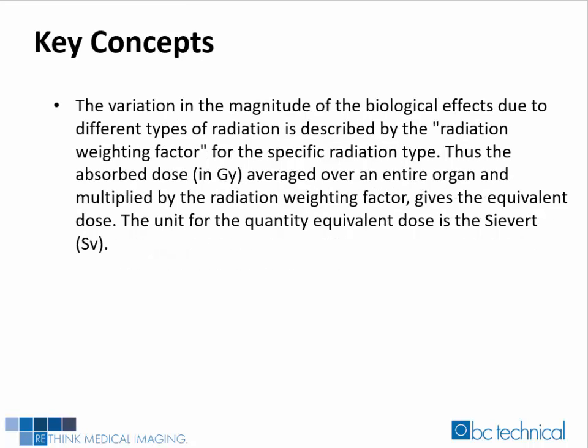The variation in the magnitude of the biological effects due to different types of radiation is described by the radiation weighting factor for the specific radiation type. Thus, the absorbed dose in Gray averaged over an entire organ and multiplied by the radiation weighting factor gives the equivalent dose. The unit for the quantity of equivalent dose is sievert.